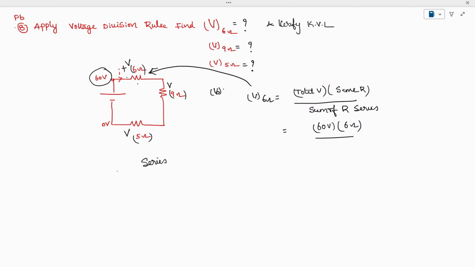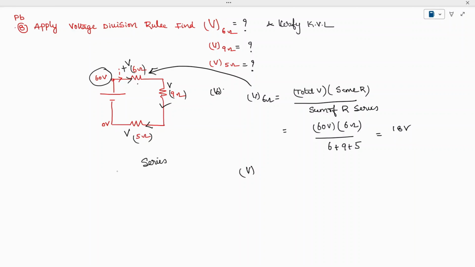You can see here the same current flows in the three resistors. I can say 6, 9, 5 are connected in series. So then I can write down 6 plus 9 plus 5. So when you solve it, this is 60 divided by 6 plus 9 plus 5. You will get the voltage as 18 volts.